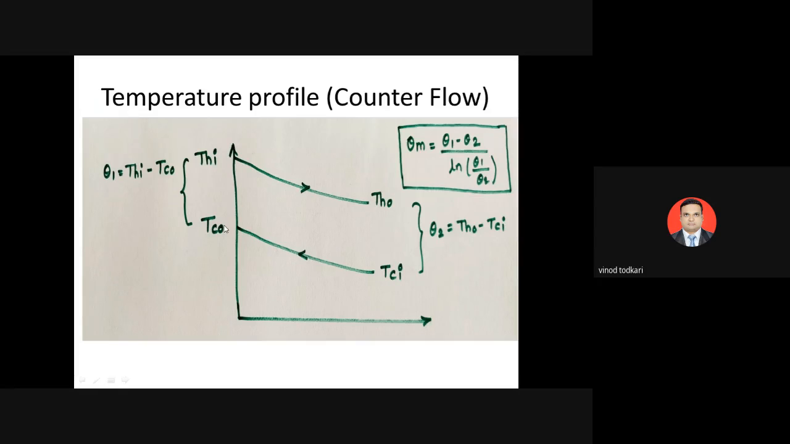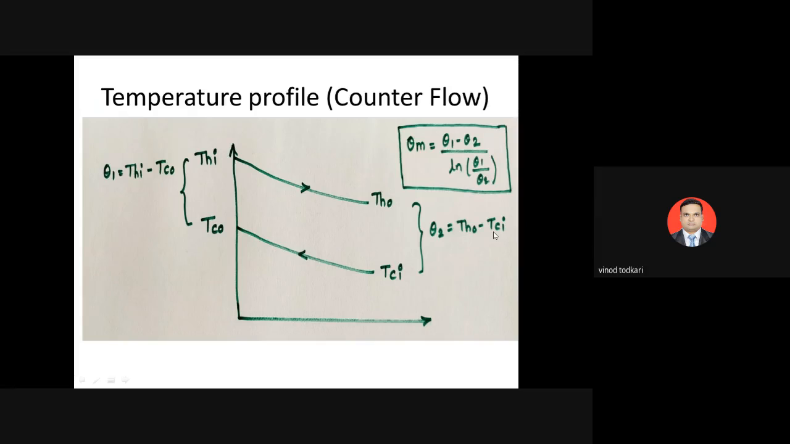See, hot fluid is flowing from the left hand side to the right hand side and cold fluid is flowing in the opposite direction. Now in this case, what will be the temperature difference on this side? What will be theta 1? For a counter flow heat exchanger, theta 1 will be equal to THI minus TCO. And what will be theta 2? Theta 2 will be equal to THO minus TCI. So we can find theta 1 and theta 2.